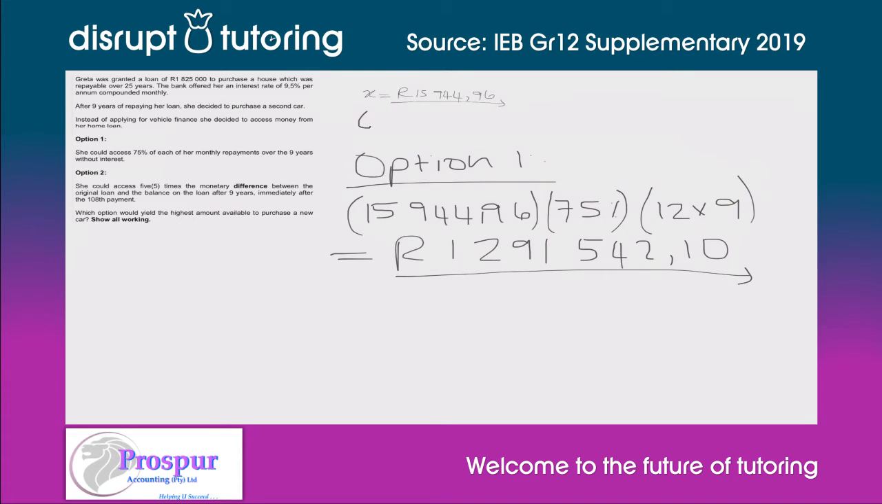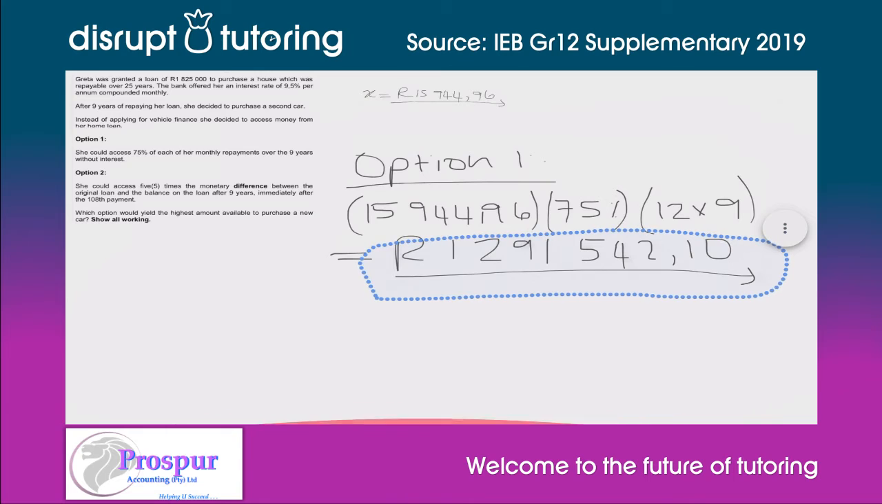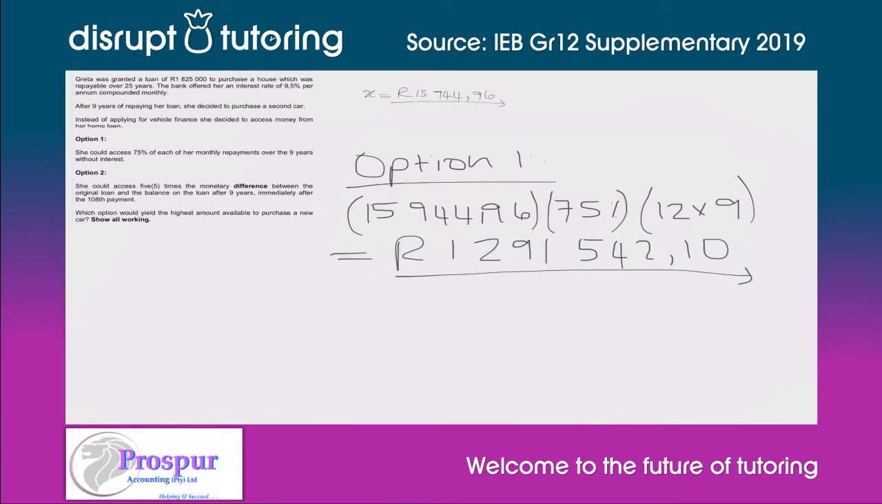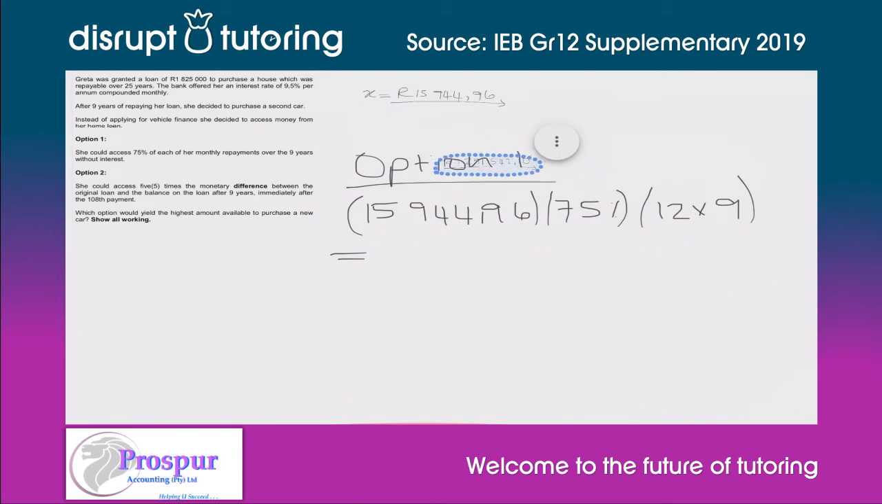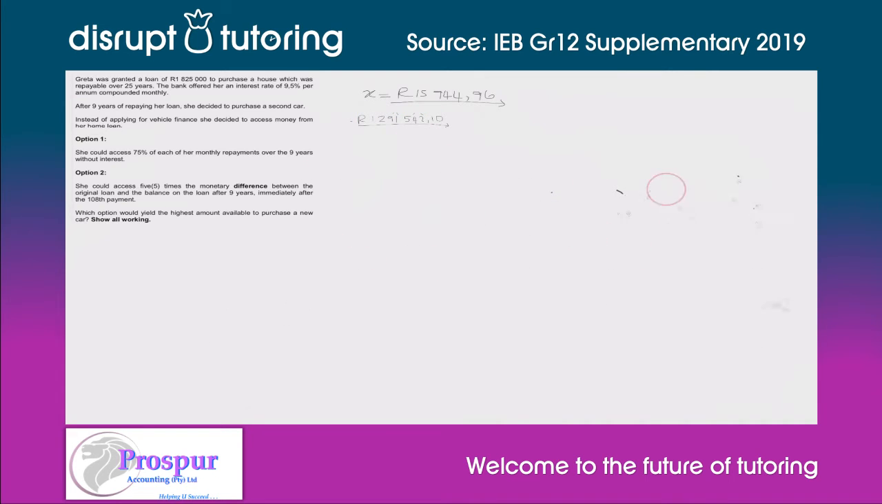I'm going to save this because I'm going to need it for the next step. That did not go well. Let me try again. All right, that should work a bit better. So that's option 1, and we're going to need that to compare with option 2's amount.